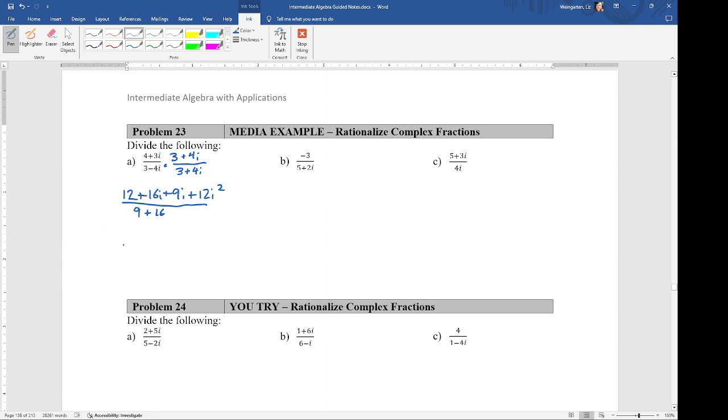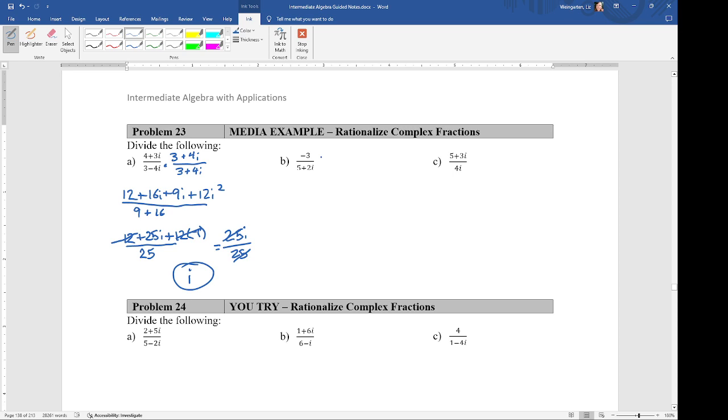I'll go ahead and simplify the denominator. We get 25 on the bottom. I'll combine like terms on the top and swap this i squared out for a -1. Now 12 plus 12 times a -1 is 12 minus 12. Those 12s are going to cancel out and we end up with 25i over 25. 25s are going to cancel out and we are left with i as our final solution, which is much nicer to write than what we have up here in letter A.